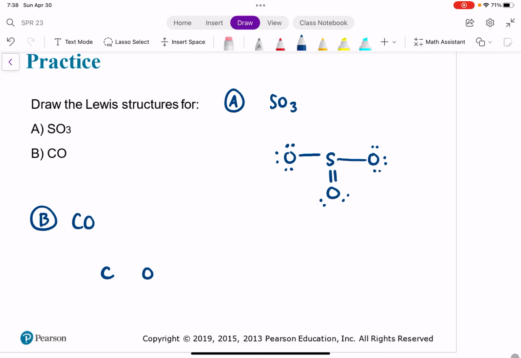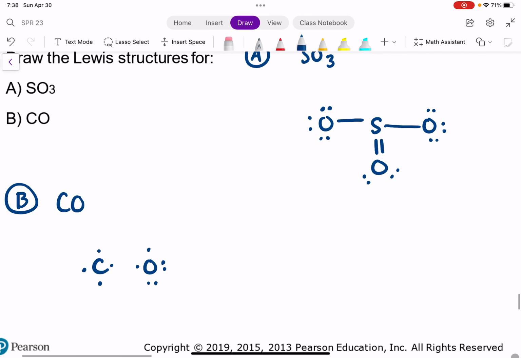And then carbon is in group 4A, so it has how many valence electrons? Yeah, 4. 1, 2, 3, 4, just like that. Oxygen has 6. 1, 2, 3, 4, 5 and 6. All right, okay. How are we going to do this? Let's zoom in just a little bit.